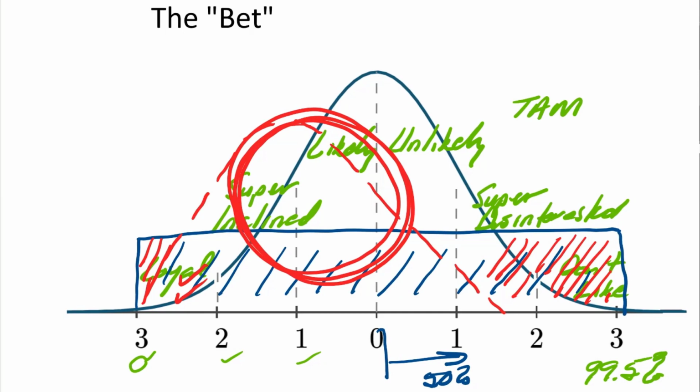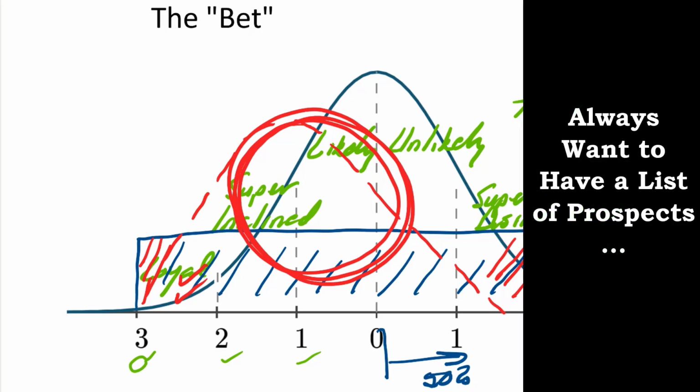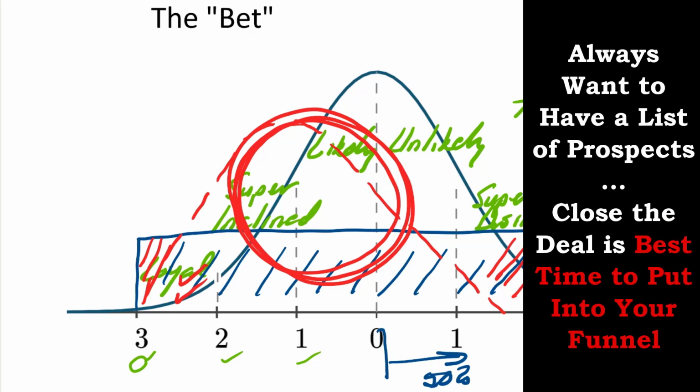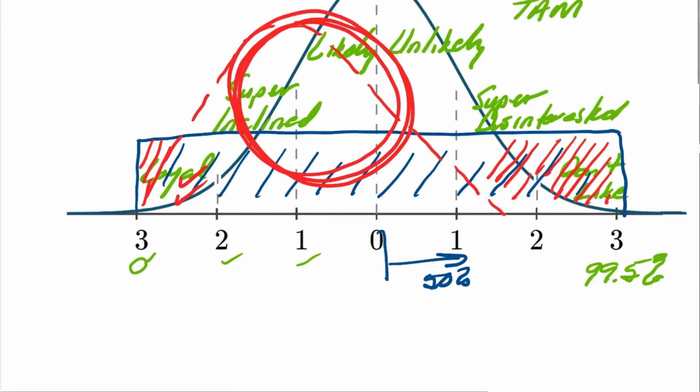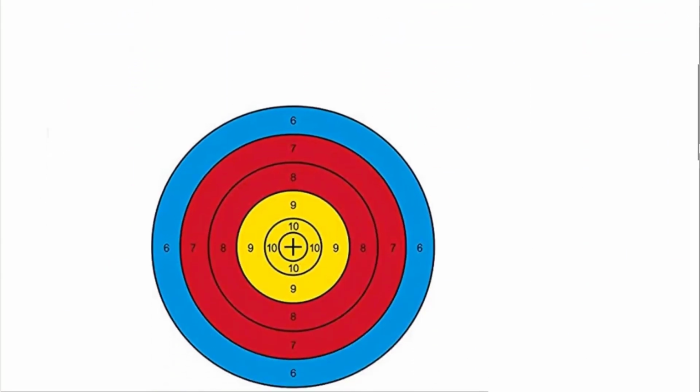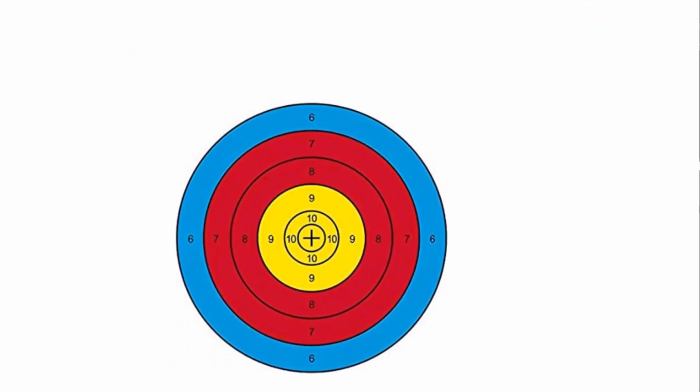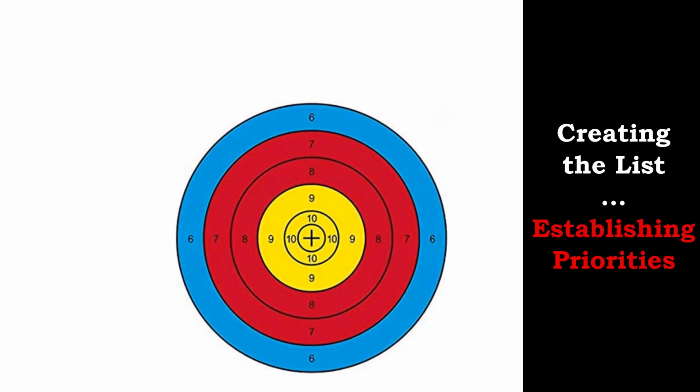right side here. So one of the things we said in the prospecting video is you always want to have a list of prospects, and right after you close a deal, that's the best time to be putting things into your funnel. So how do you go about building that list? And I think this is a useful graphic or visualization of how you may want to start thinking about creating that list and establishing priorities.